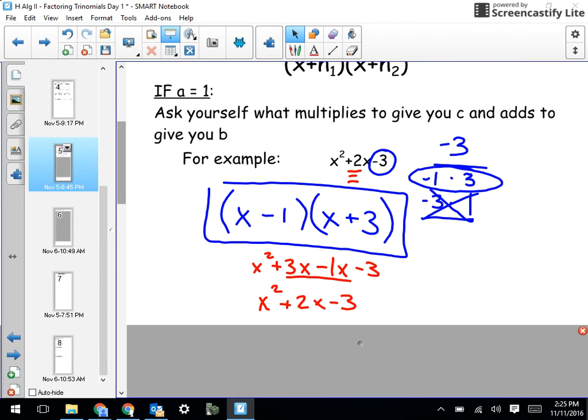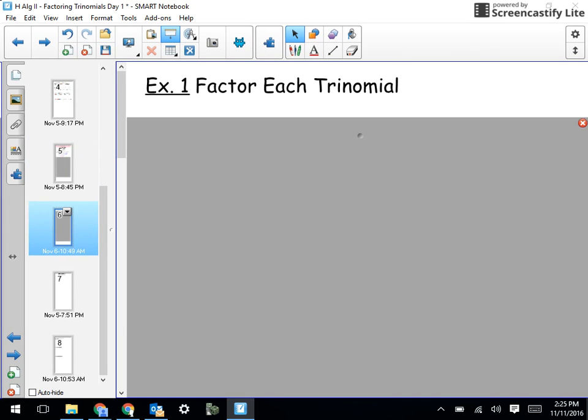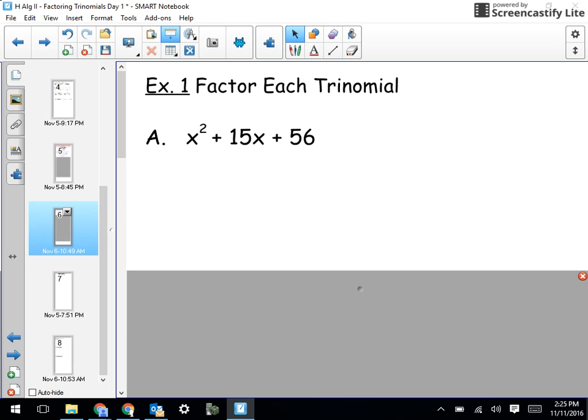So again, the goal is to find the factors of your last number that add to get the middle number. Okay, so we're going to try this one here: x squared plus 15x plus 56. If you think you've got it, pause and keep going. Let's do it together, though, if you didn't. All right, I've got x squared plus 15x plus 56. So plus 56.